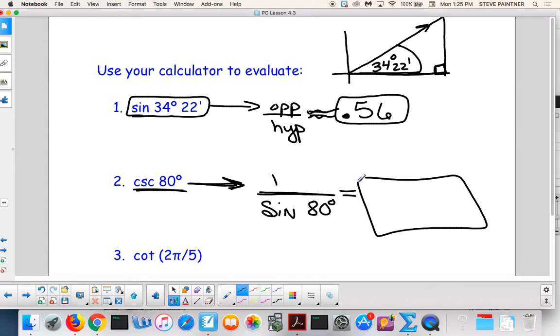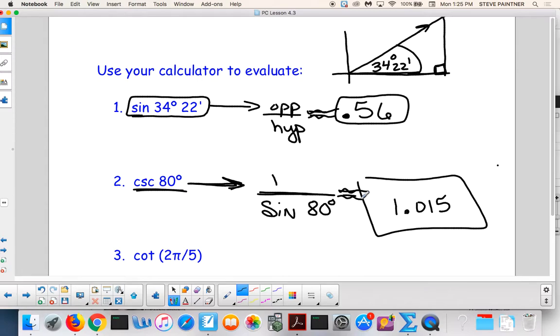Yeah, what do you got, Zach? 1.0154. Okay. I'll just leave it like that. He says roughly about 1.01, 1.015. Good?